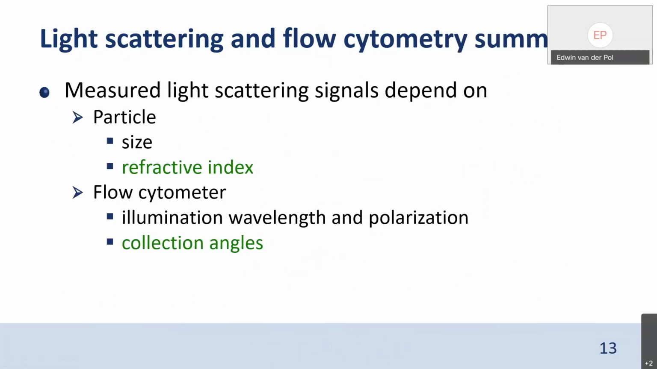So just in sum, what you need to know about light scattering and flow cytometry: measured light scattering signals depend on the particle size, but also refractive index, and on the flow cytometer, illumination wavelength, polarization, but above all, the collection.